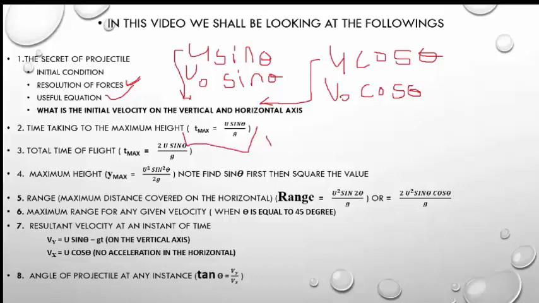If you want to just know the equation, this is what you need to know. The time taken to get to the maximum height is just u sin theta over g. Then the total time of flight is by multiplying this one with 2. That's why we have 2u sin theta over g.